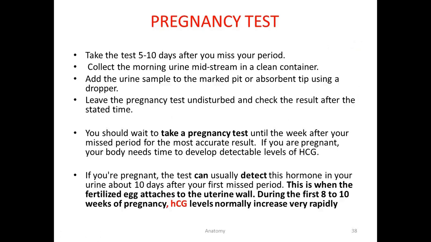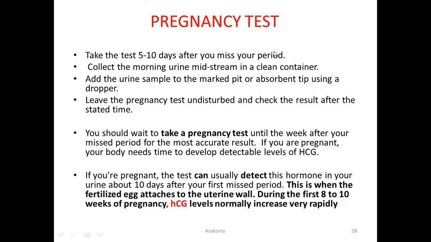It is secreted by syncytiotrophoblast, and this can be excreted out through the urine. So what is this pregnancy that we can detect, and that can determine that one can come to know whether the pregnancy is there or not? This is referred to as the pregnancy test. How to do it? Take the test 5 to 10 days once you miss your period.